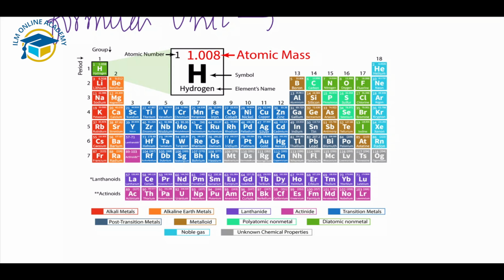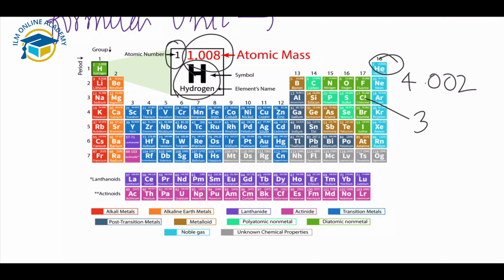For example, you can see here, this is the element hydrogen, the first element of our periodic table. The atomic number is 1, and the atomic mass present here is 1.008. So this is the relative atomic mass of any element present in the periodic table. The relative atomic mass of helium, as you can see here, is 4.002. The relative atomic mass of chlorine is 35.4. The relative atomic mass of carbon is 12.0, and carbon is also used as a standard for the relative atomic masses.